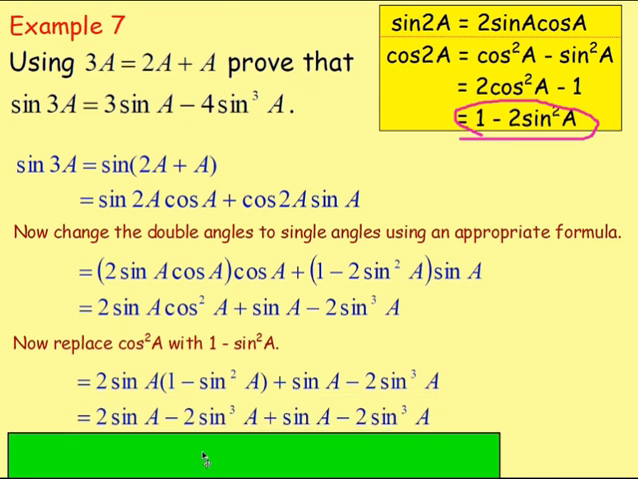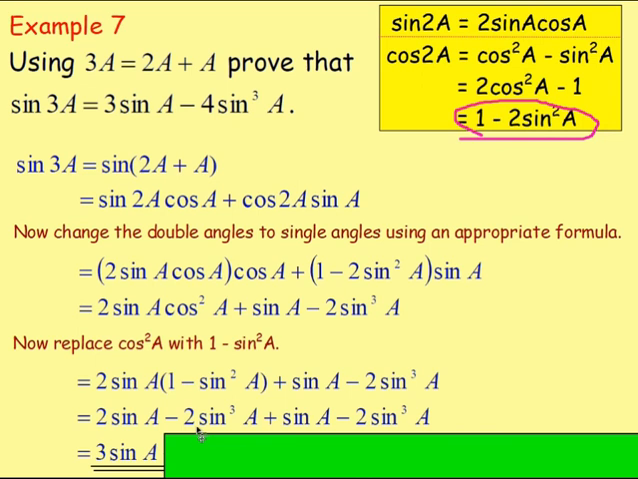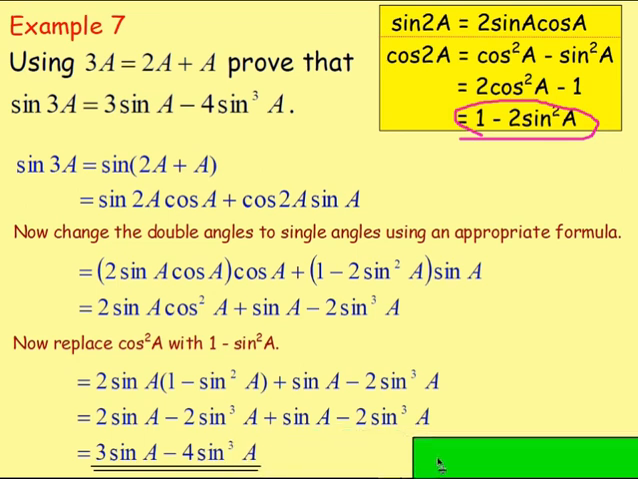From there, multiply out the brackets. So we've got 2 sin A times 1. We'd have 2 sin A times sine squared A, which is 2 sin cubed A, plus sin A minus 2 sin cubed A. From there, we've got 2 sin A plus sin A. So that means we've got 3 sin A's. We're taking away 2 sin cubed A, and then we're taking away another 2 sin cubed A. So we're now missing 4 sin cubed A. And that is our right-hand side.